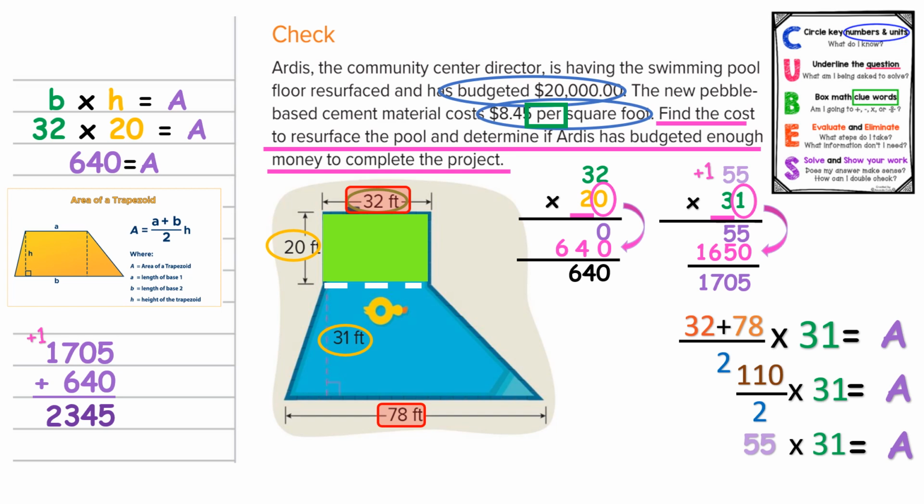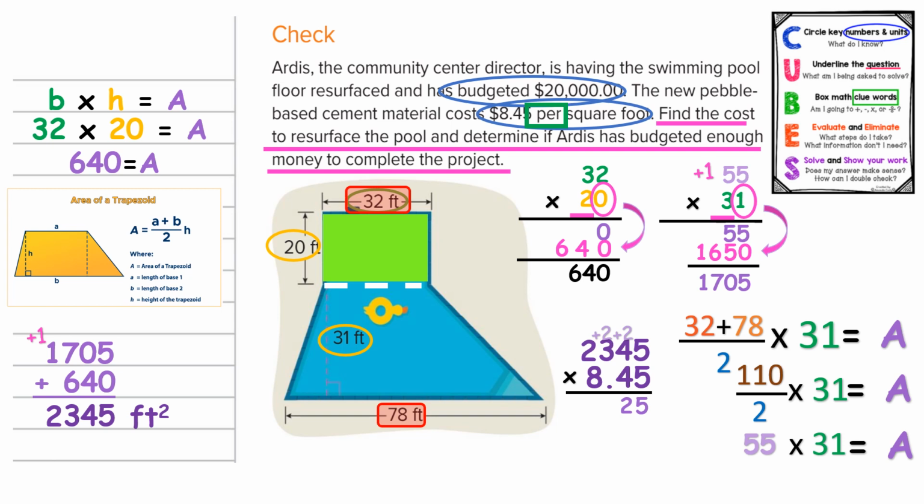Now, once I have that, we go back to the information in the word problem, the word per. I have to multiply that by $8.45. All right, so we have 3 different numbers we have to multiply it by before we start doing our adding. So I have to multiply by the bottom right by the 5.